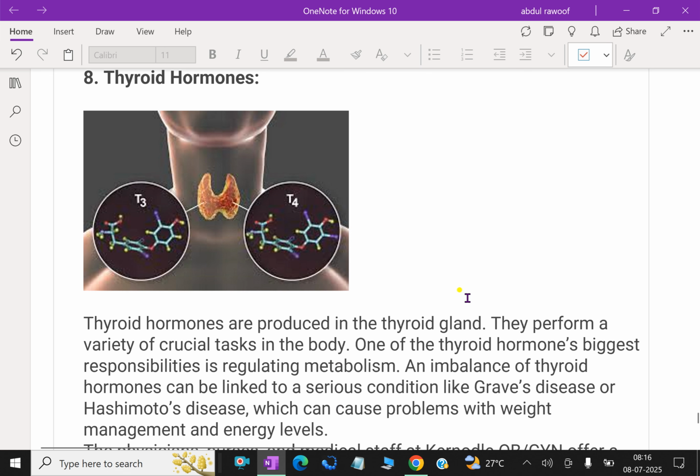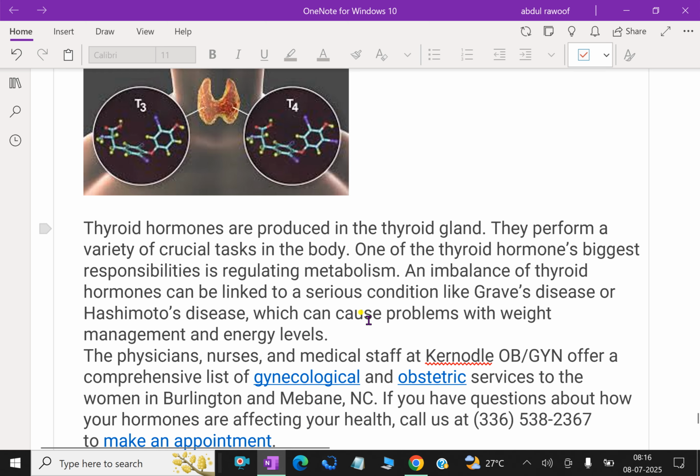Thyroid hormone. Thyroid hormones are produced in the thyroid gland. They perform a variety of crucial tasks in the body. One of the thyroid hormone's biggest responsibilities is regulating metabolism, and an imbalance of thyroid hormones can be linked to serious conditions like Graves' disease or Hashimoto's disease, which can cause problems with weight management and energy level.